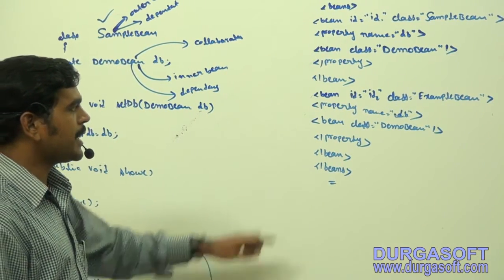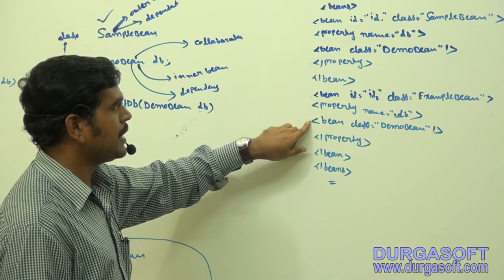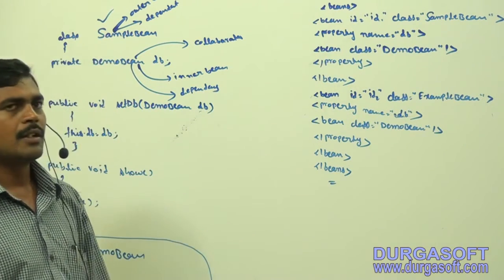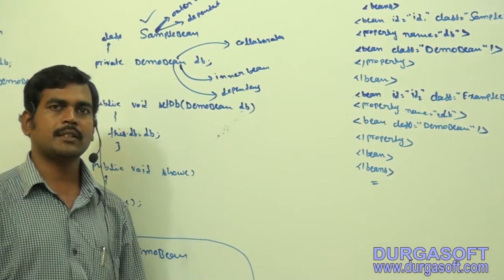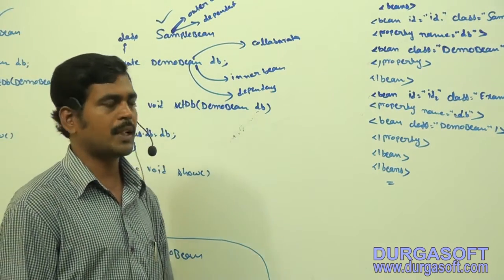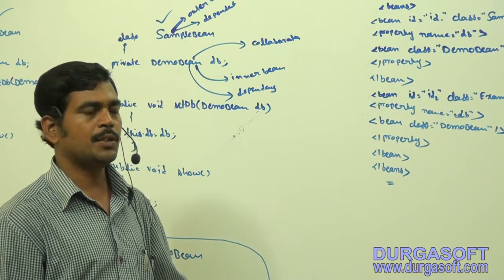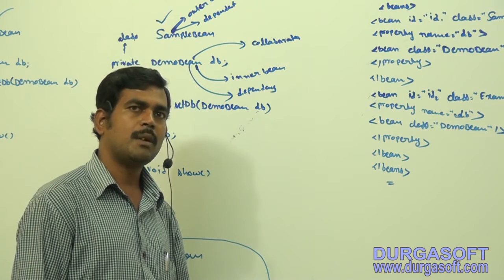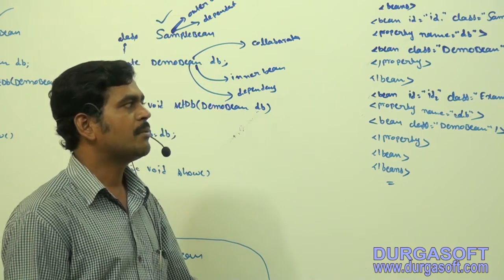Problem number two is, how many times are we configuring this DemoBean? Here we are configuring two times. Now the spring container is going to create two references for the same bean, and unnecessarily we are wasting memory. Memory wastage.